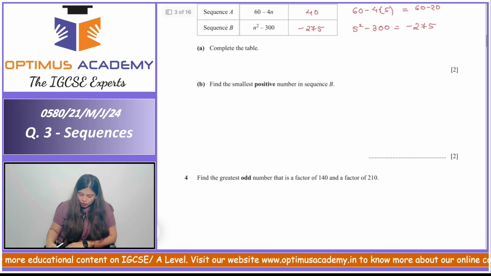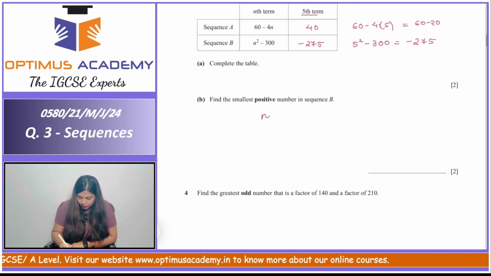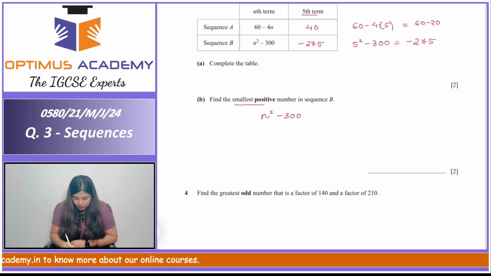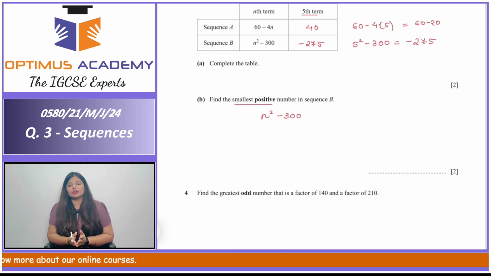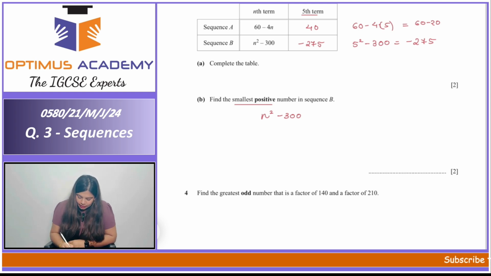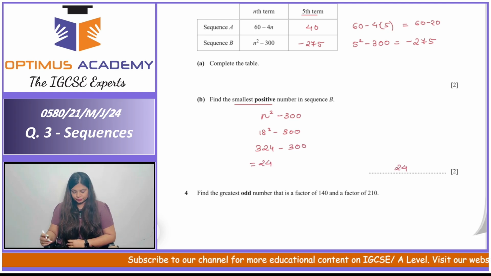Next, find the smallest positive number in sequence B. So first we will write down the formula for sequence B, n squared minus 300. Now in this sequence, we need the smallest positive number. Hence, the value of n squared should be greater than 300. Looking at the possibilities of squares, we know that 18 squared is 324. Hence, 324 minus 300, we will get the answer as 24.